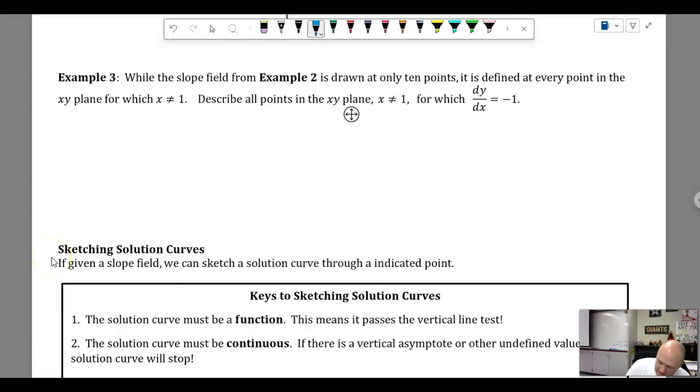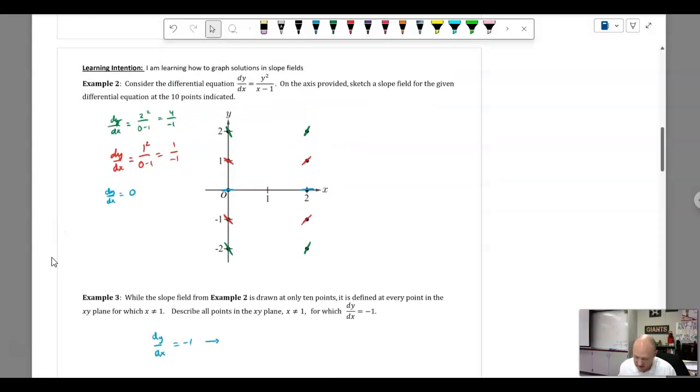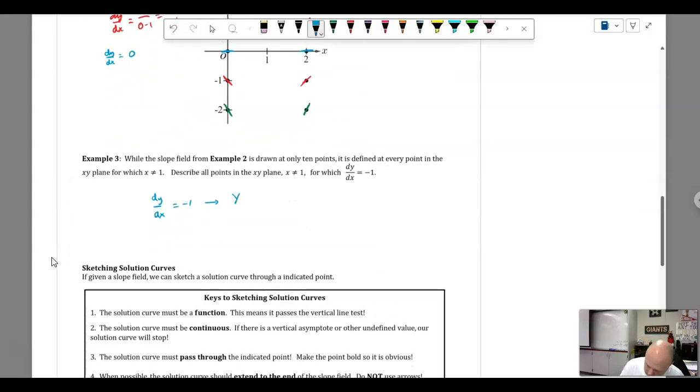I'm going to take my equation, so dy/dx is equal to negative 1. This means I'm going to take this curve, y squared over x minus 1, equal to negative 1. Which in turn gives us, if I multiply both sides by x minus 1, y squared equals negative (x minus 1), which is also negative x plus 1. And then I'm going to take a square root here. So y is equal to plus or minus the square root of negative x plus 1.